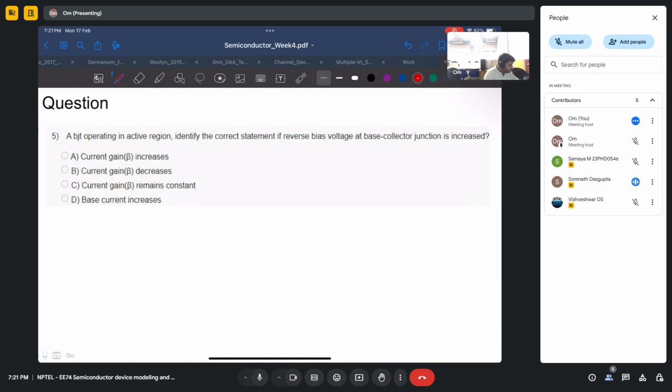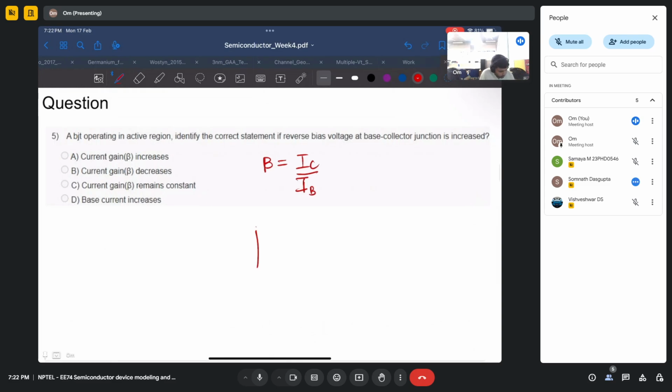So I think beta equals IC by IB. Okay, equals IC by IB, right? Now, active region: the base-collector junction is reverse biased.